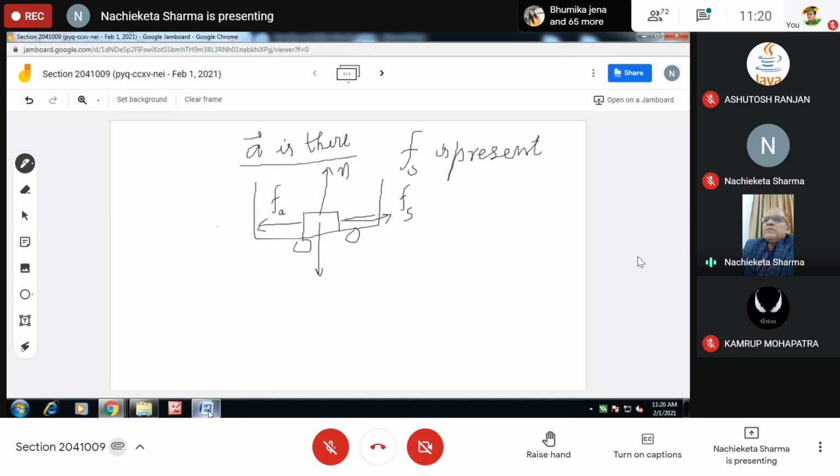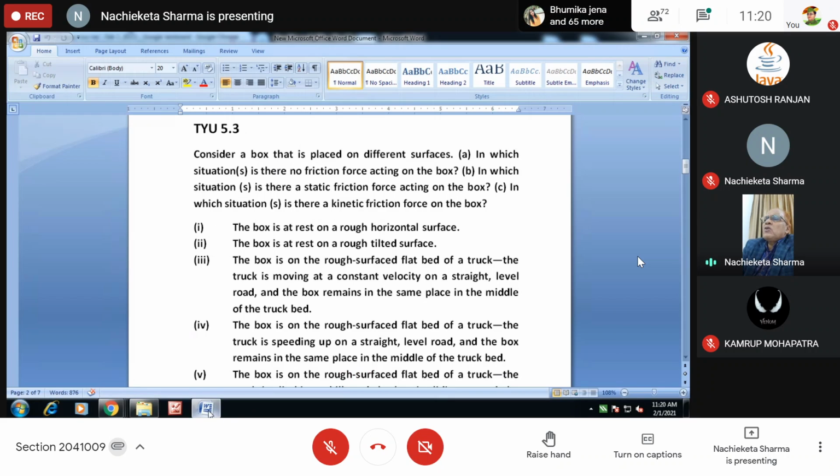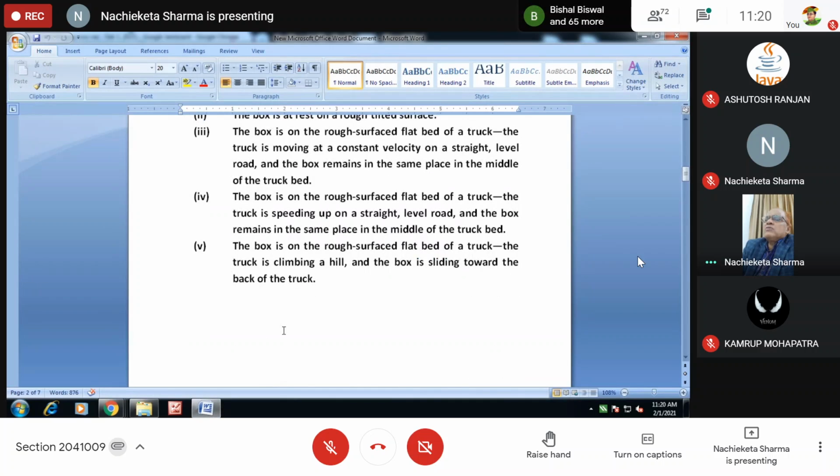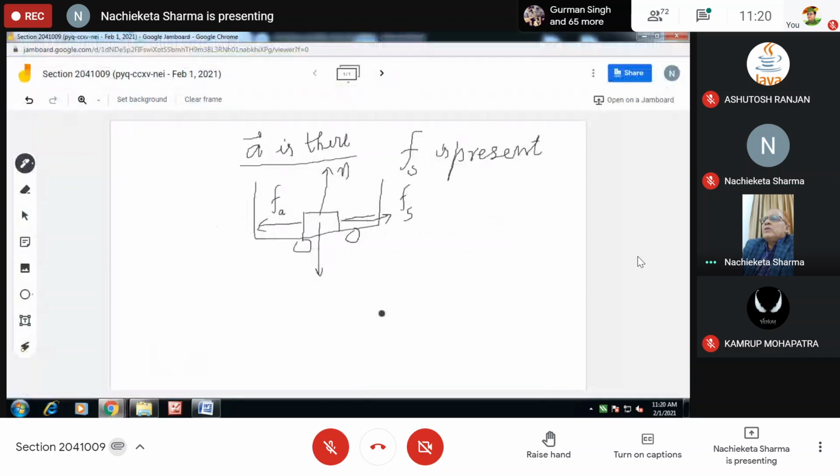Then we'll come to the final part. The box is on the rough surface flat bed of a truck. Now the truck is climbing a hill and the box is sliding towards the back of the truck. Now the truck is climbing like this in this direction, and the box is sliding in the backward direction like this.